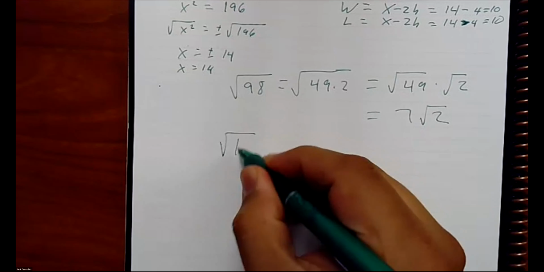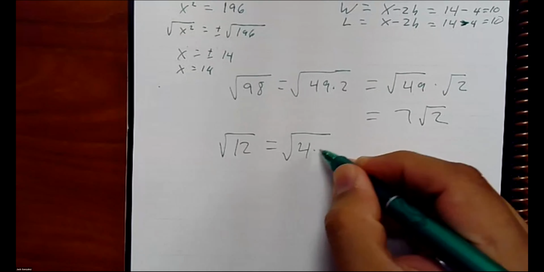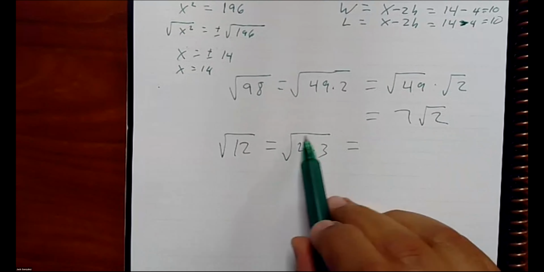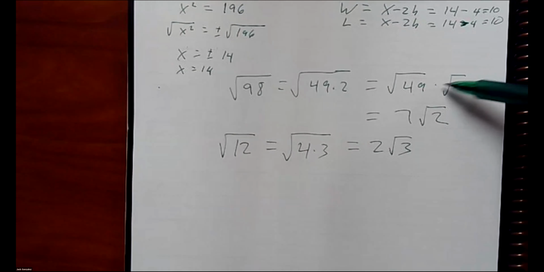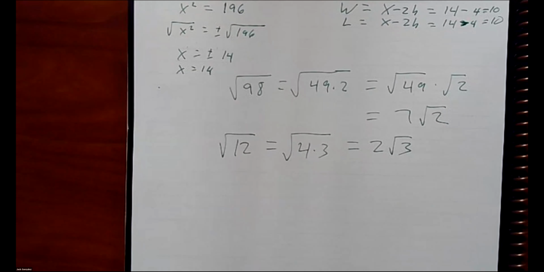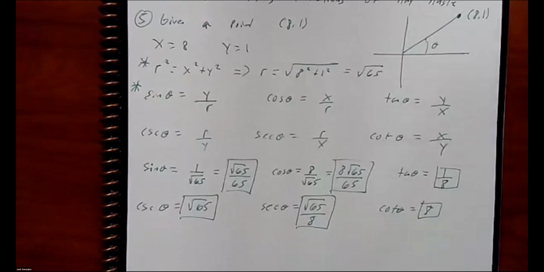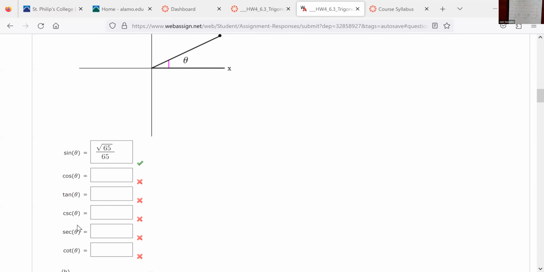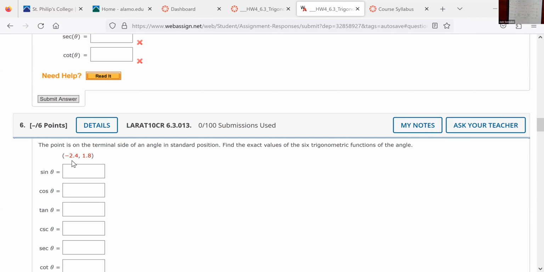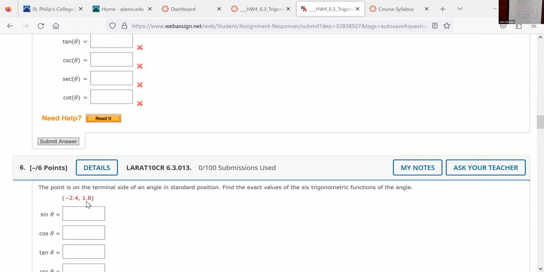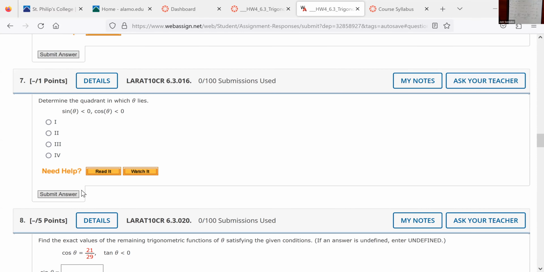For example, if you had a root 12, you would look for a squared number. So the shorthand is like, well, I know this will be square root of 4, so that'll be 2 root 3. You don't have to keep showing this step. All right. 6 is similar, except they don't draw it out for you. Let's do something different.